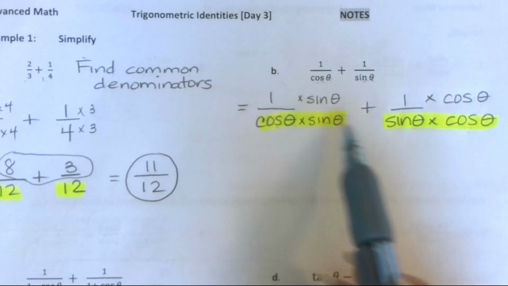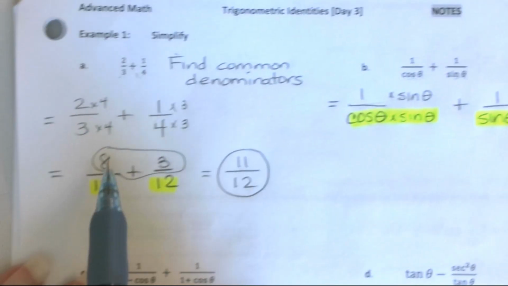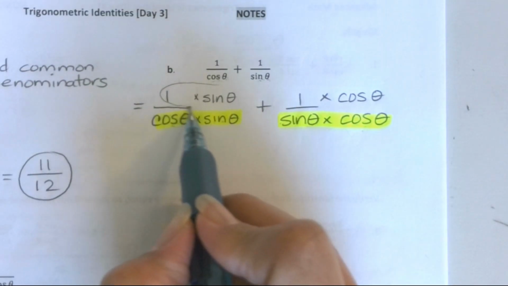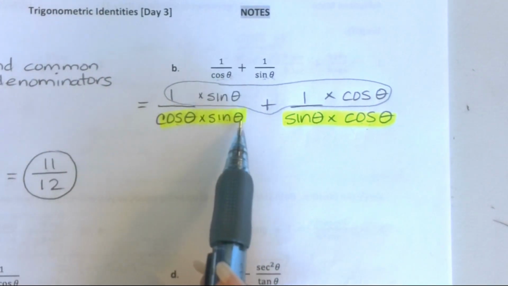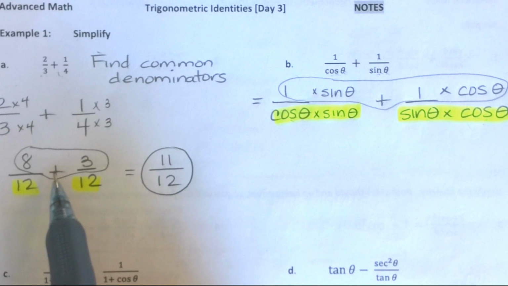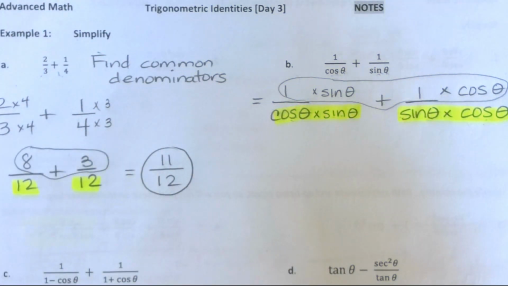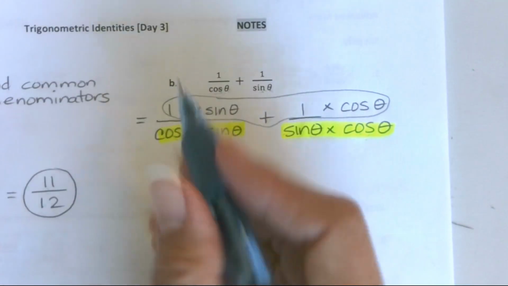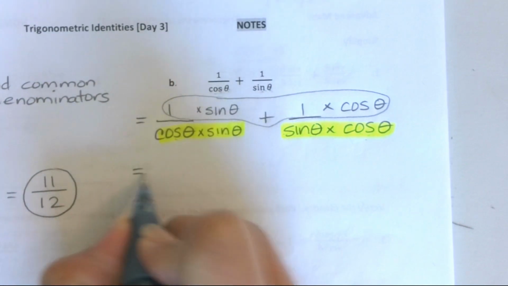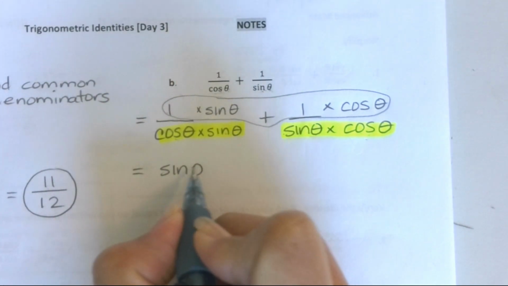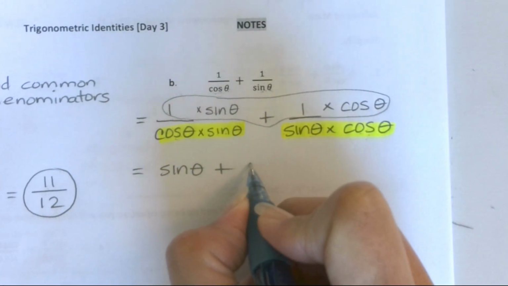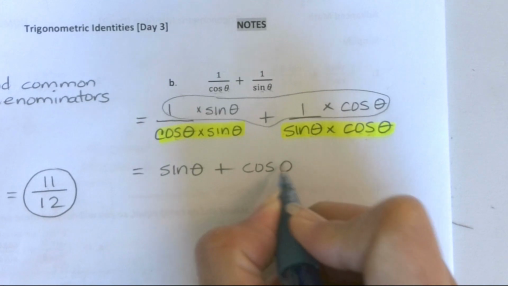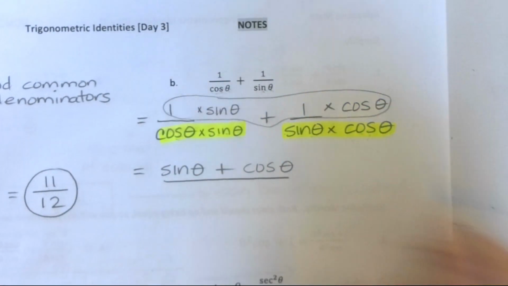Okay, so now that they're the same, we're going to do just like we did over here, combine our numerators. So our numerator is this 1 over sine plus 1 over cosine. So I'm doing exactly what I did over here just to show you guys the pattern of how nothing is changing. It just looks different. What is 1 times sine theta? Sine theta plus, I bring that down, what's 1 times cosine theta? Cosine theta. And then I'm going to put it over the common denominator.